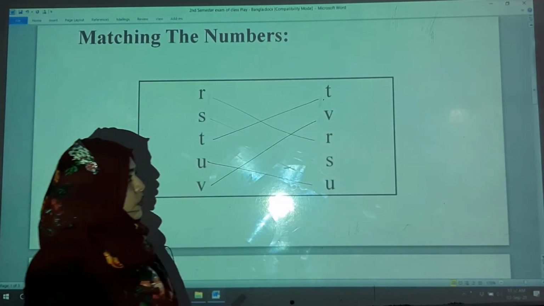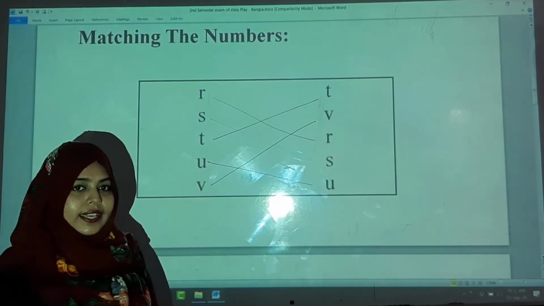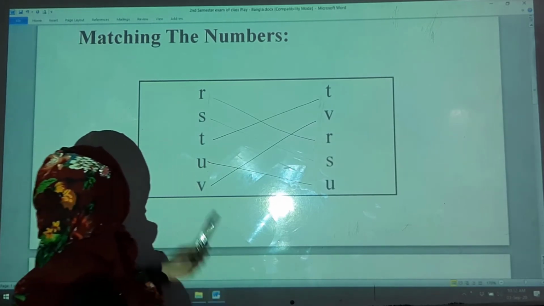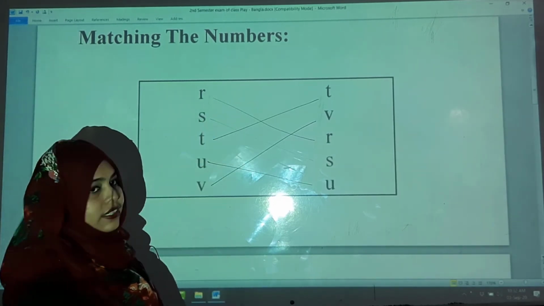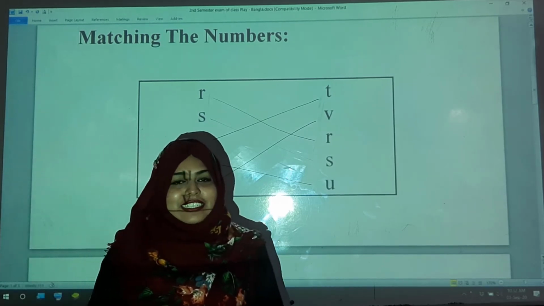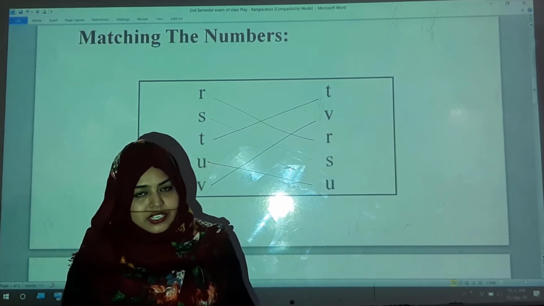If you don't show this arrow, no problem. Okay, just like this we will match our letters. Okay, this is called matching the numbers or letters. Okay, this was our English class. This was our English second class, and we are going to end our class now.